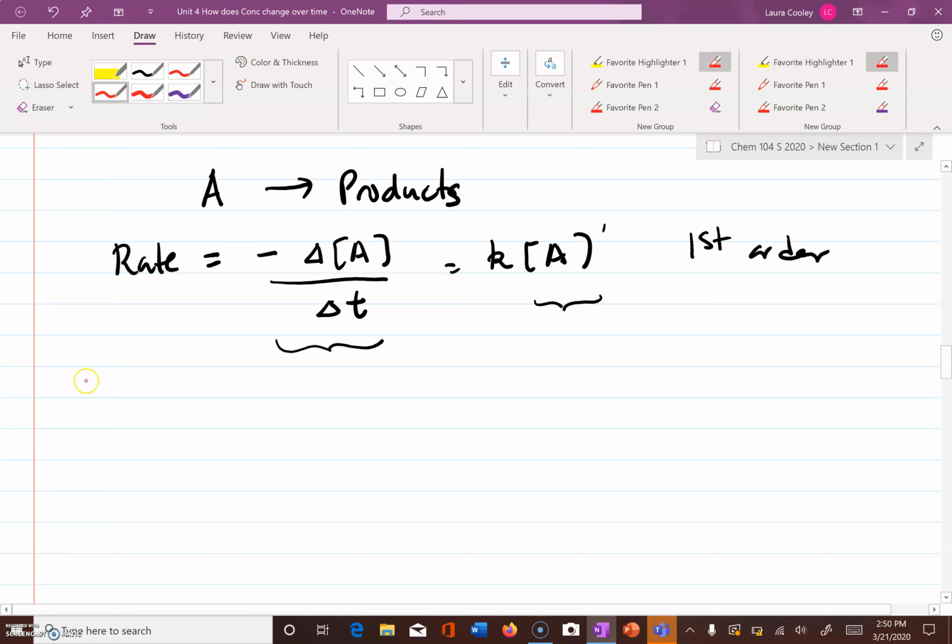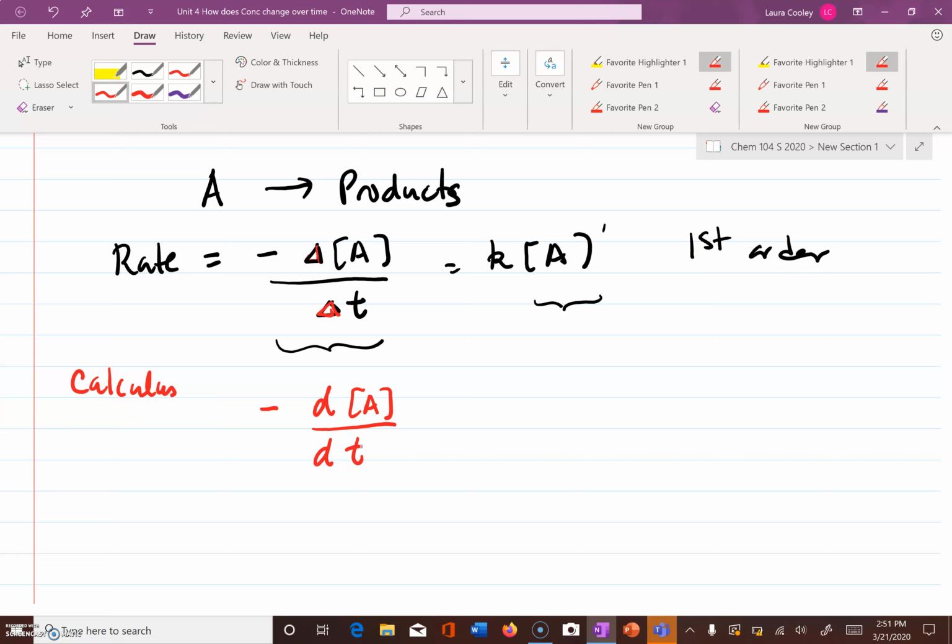All right, so in calculus terms, we need to take these deltas here. These deltas are finite differences, and we need to make them infinitesimal. So this delta A over delta T is going to become the derivative, the change in the concentration of reactant A with time. And this is really like an instantaneous slope.